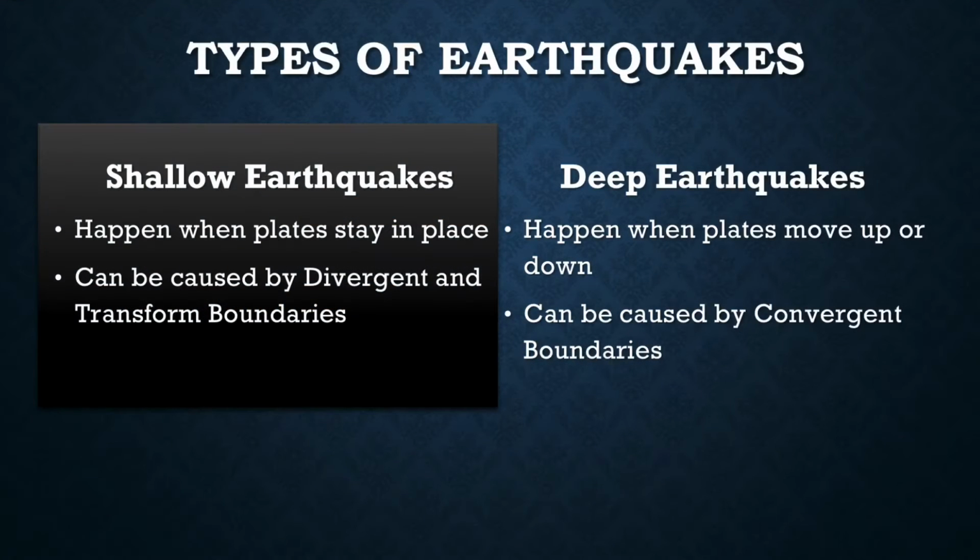Two types of earthquakes can occur. Shallow earthquakes happen when plates stay in place, like transform and divergent boundaries. Deep earthquakes happen when plates move up or down, like convergent boundaries.